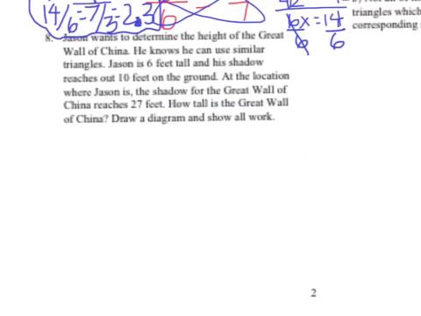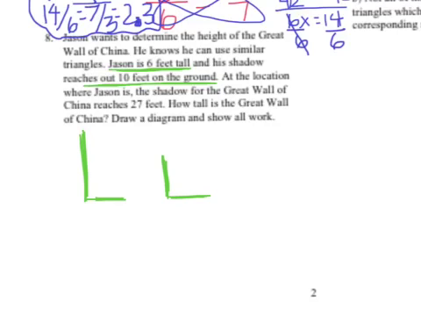Question number 8 says Jason wants to determine the height of the Great Wall of China. He knows he can use similar triangles. Jason is 6 feet tall and his shadow is 10 feet on the ground. So I'm going to draw a little picture of that. So first of all, I'm going to have the Great Wall here, and I know it has a shadow, and that's going to be the same as Jason and his shadow right there.